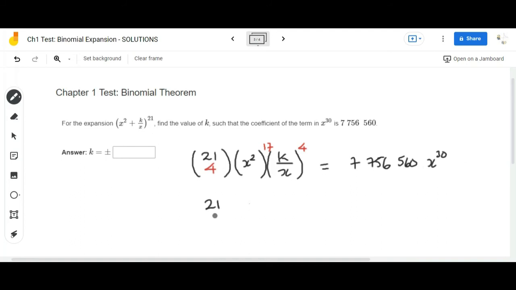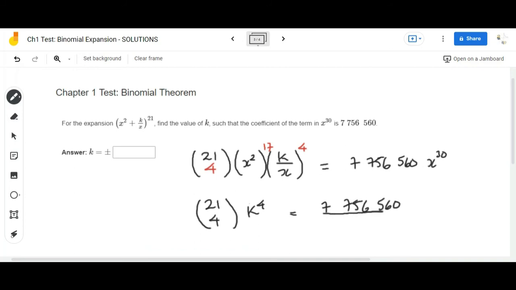So we're going to have 21 choose 4, x stuff is all gone. Here's our k to the power of 4, right? So of course I don't need to consider the x to the power of 30 anymore. You can divide both sides of the equation by x to the power of 30 because it's k we're honing in on here, or simply just disregard the x term. It's the coefficient, of course, that we want to match up here with all possible values of k.